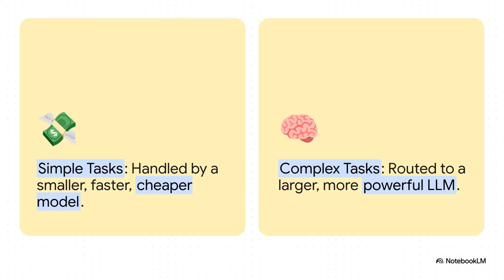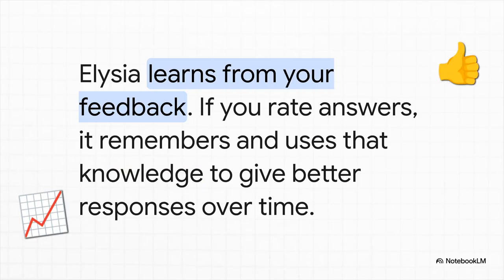And it's not just about being smart, it's also about being efficient. Elysia has this ability called smart routing. If you ask a simple question, it can use a smaller, faster, and cheaper language model. But if you give it a task that needs some heavy-duty reasoning, it'll automatically send that query to a bigger, more powerful model. This saves a ton of time and money. And on top of everything else, the system is built to learn. It's got a feedback loop built right in, so it can use your ratings to get better and better over time. The whole system just gets smarter with every single interaction.